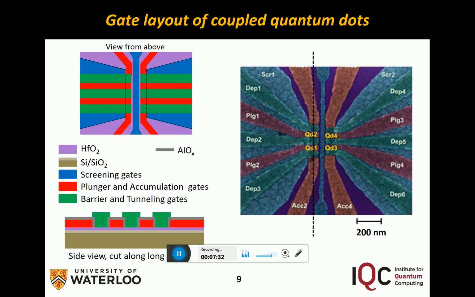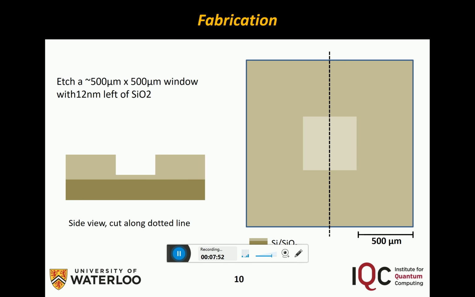Green is the barrier and tunneling gate. Blue is the screening gate, and purple is the hafnium oxide layer. Beige represents the silicon and silicon oxide material. And at the bottom, there's a side view along the dashed line in the SEM image. Fabrication starts by first etching down the silicon oxide to 12 nanometers inside a window that's 500 by 500 microns. This is where the double dot will be formed.